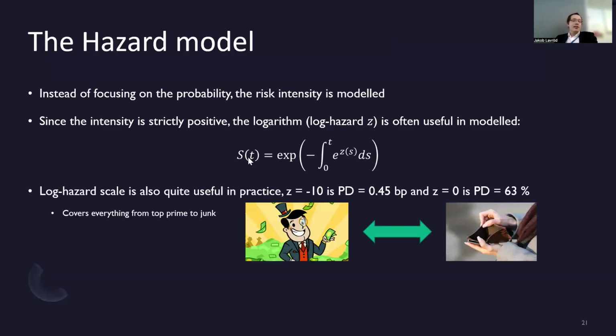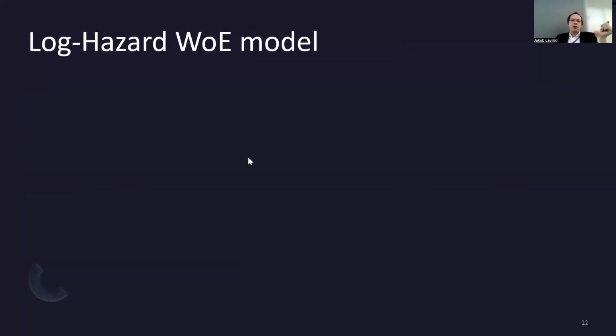And it's also quite a nice scale. I often calculate these log hazards, and the nice part is that -10 on a log hazard scale means a PD of 45 basis points. That's a very safe customer, very nice. And a log hazard of 0 is a PD of 63%. That's a terrible customer. But it's a quite convenient scale to use internally, because between 45 basis points and 63%, if you plot it on a linear page, it's not going to work at all. So it's also very nice internally.